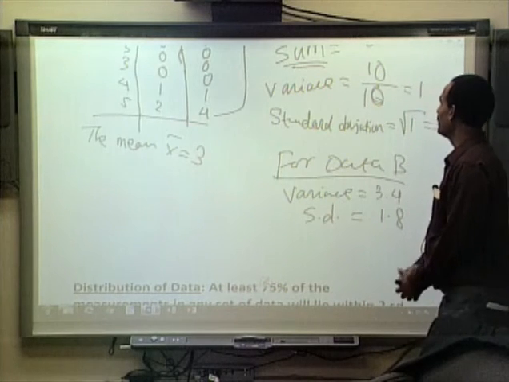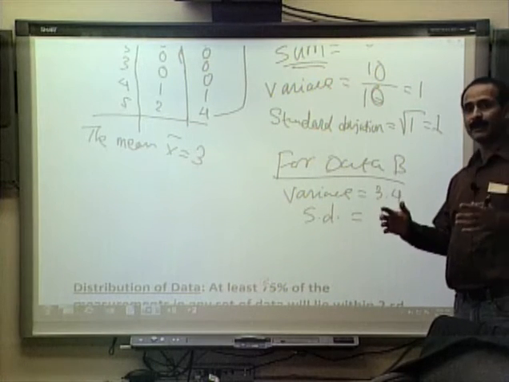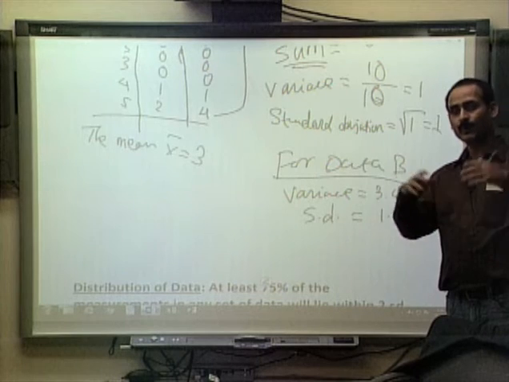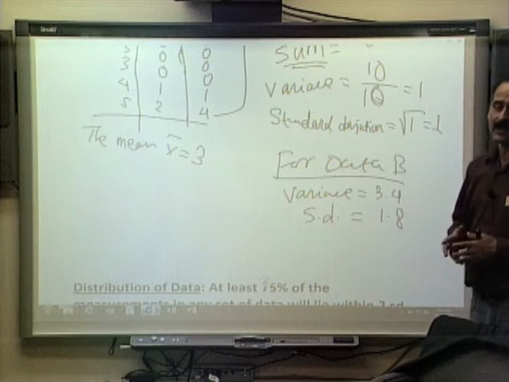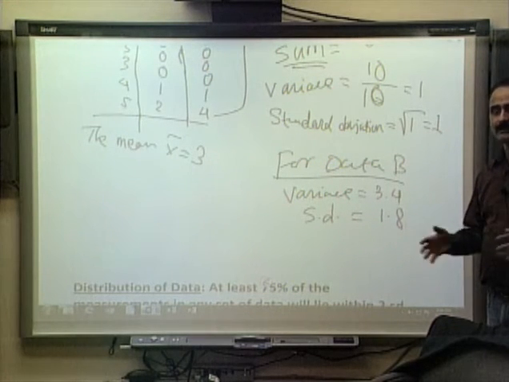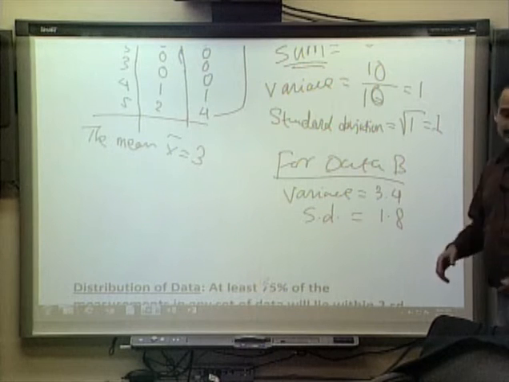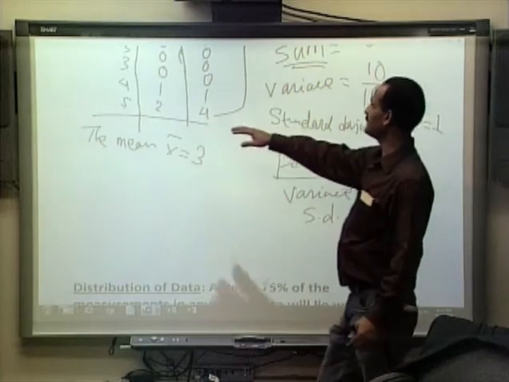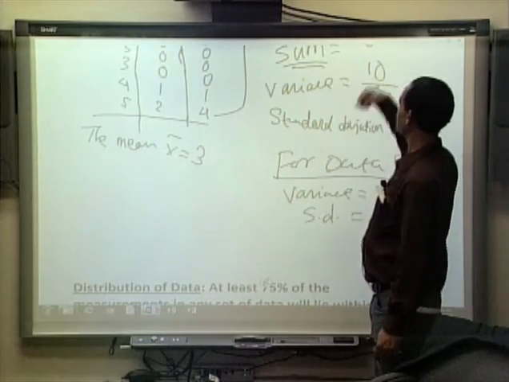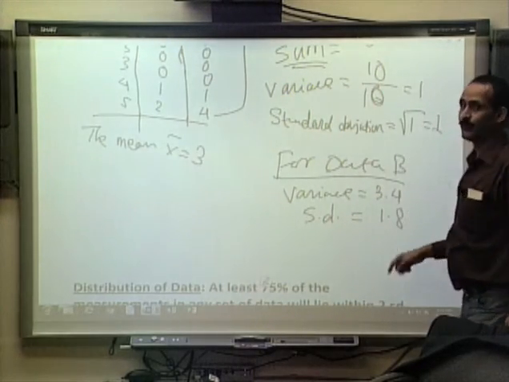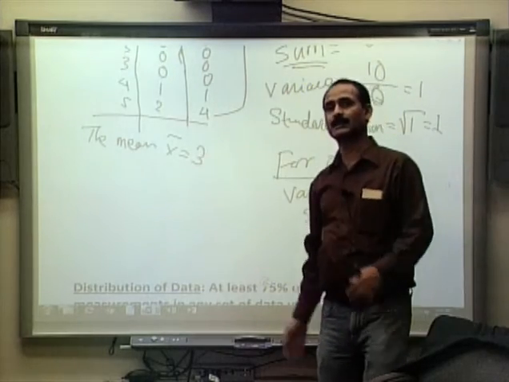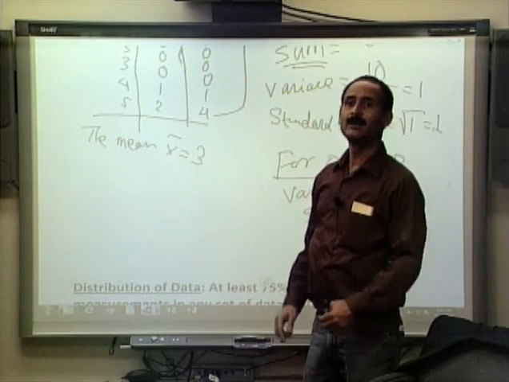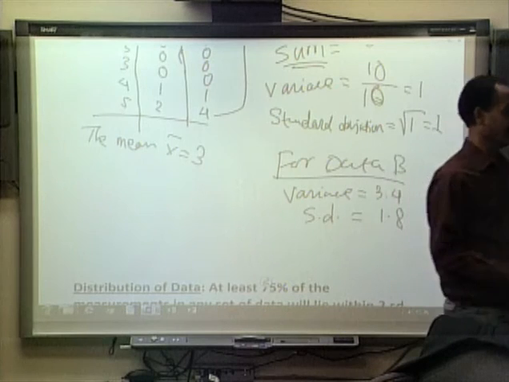Now you see, again, the larger the variance, the more the variability, and the larger the standard deviation, the more the variation. So comparing, the variance of the first data set is 1, the variance of data set B is 3.4. So we can say the second data set is more variable compared to the first data set.